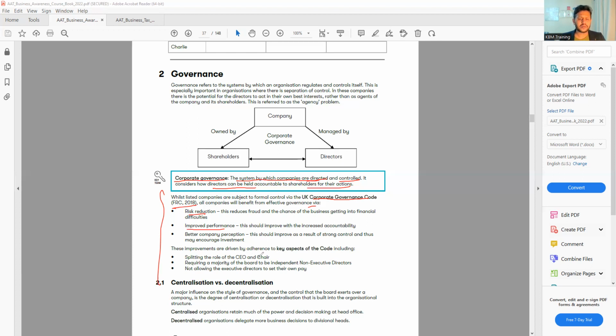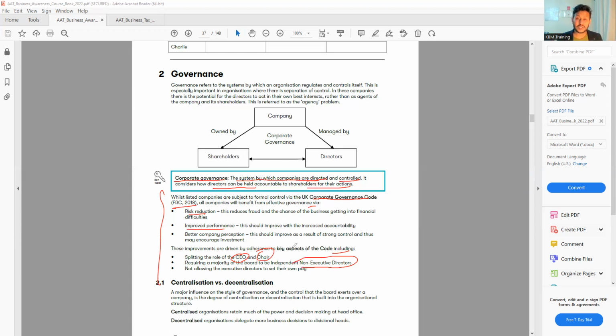This improvement is driven by two key aspects of the code, including splitting the role of the CEO and the chair. The CEO is the chief executive officer, and the chair is the person who is in the board, requiring a majority of the board to be independent non-executive directors. So obviously, when you have a board, remember the board is the people who take the decisions.